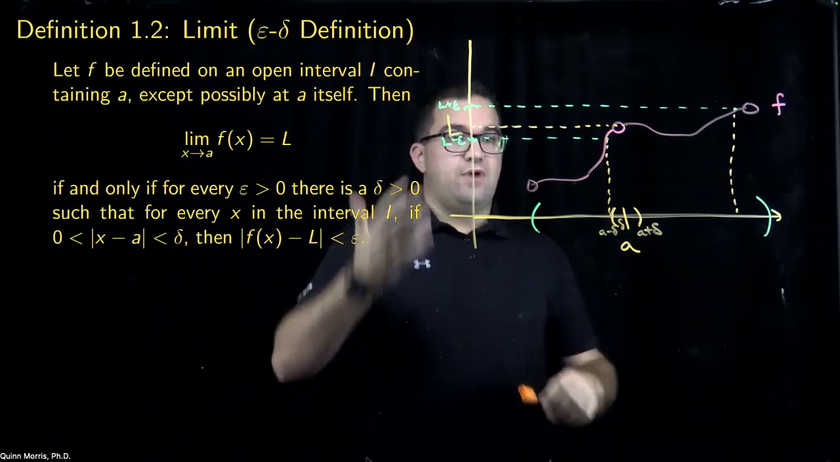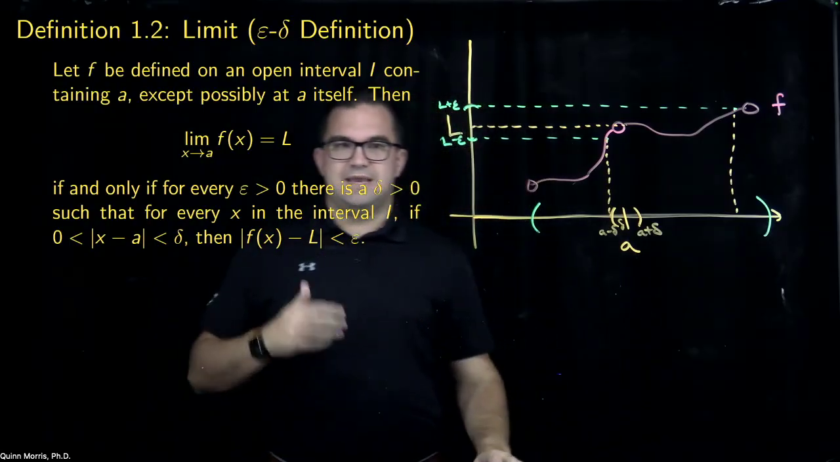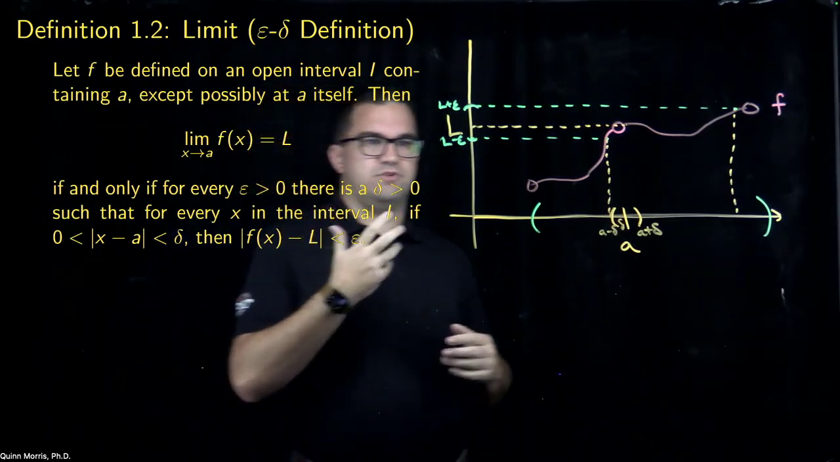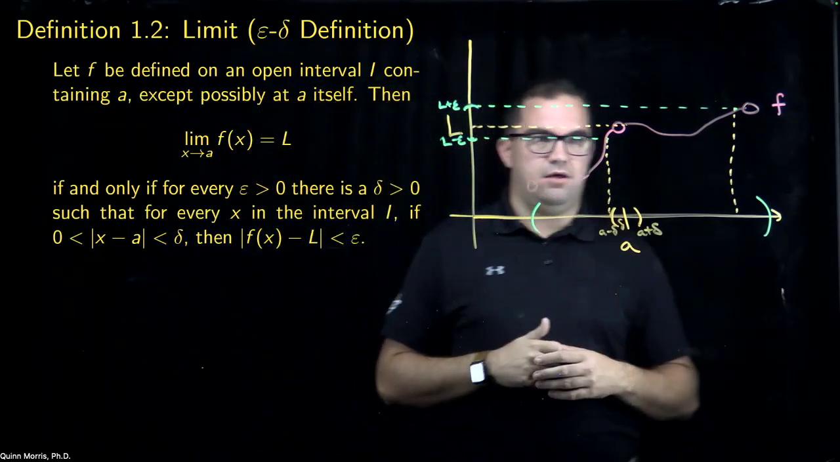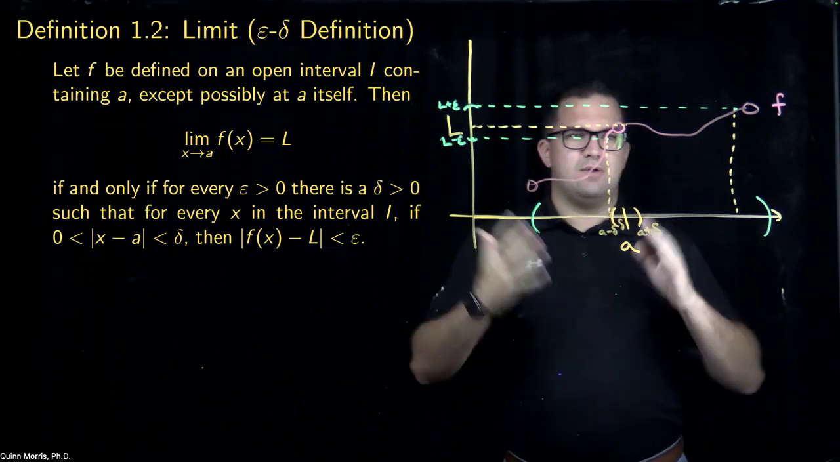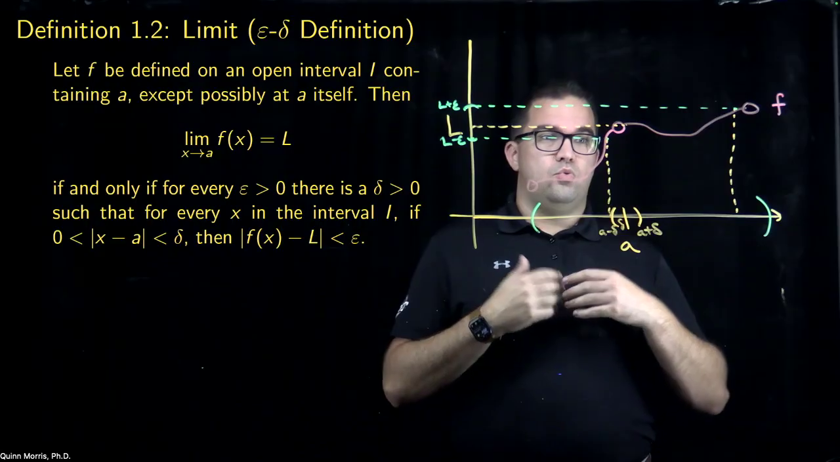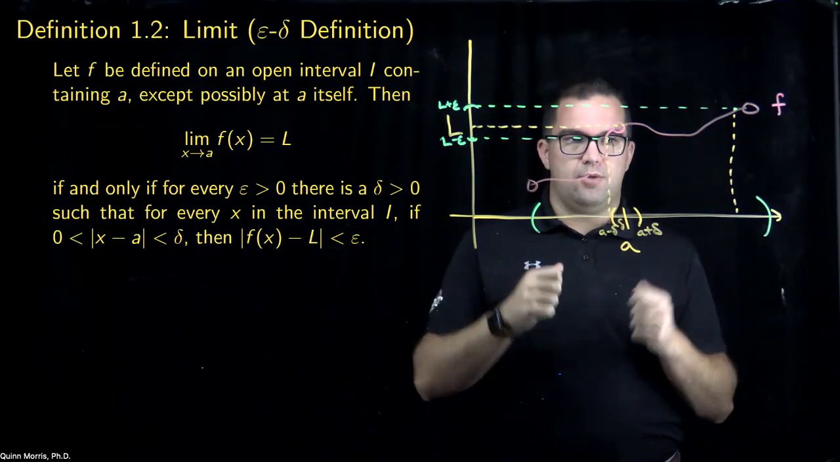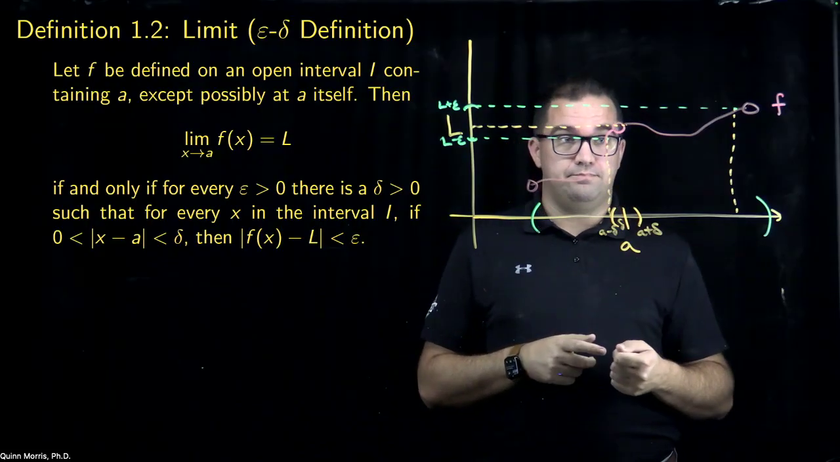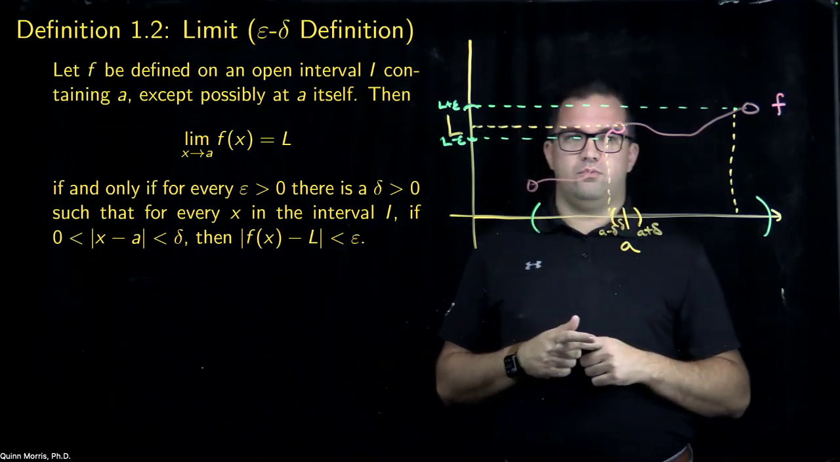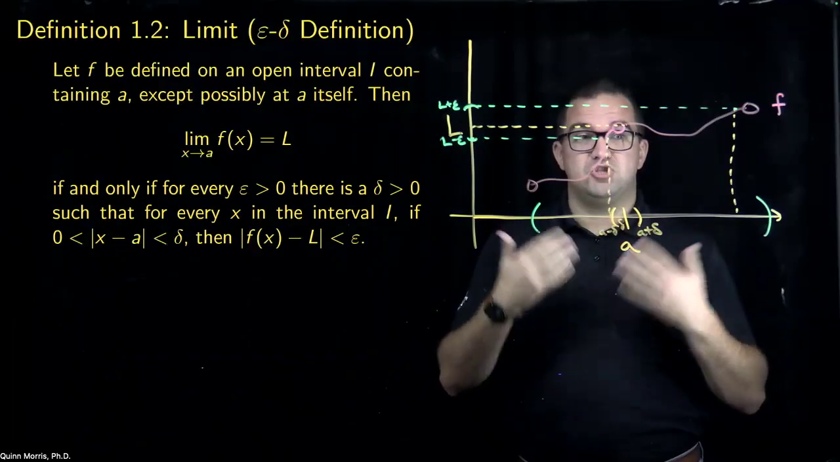And you want to be able to do this for every epsilon. So the first time I challenge you and say, can you pick a delta band around a so that your function values are always within 1/10 of L? And maybe you do that. And I go, okay, well, that was too easy. Can you do it for epsilon is 1/100th? And so then you go back and recalculate and you get another delta. And you say, okay, I can do it for 1/100. And then I keep challenging you.